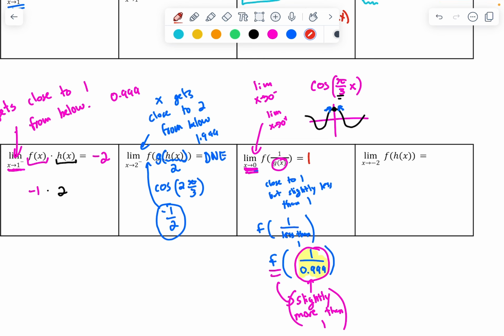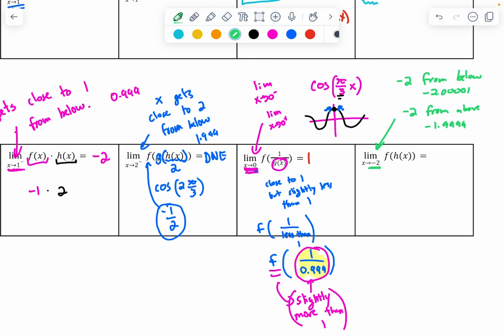Limit as x approaches negative 2 of f of h of x. So limit as x approaches negative 2. We want negative 2 from below, which in this case, that left-sided limit is going to be like negative 2 point, a little bit more in terms of magnitude than negative 2. And from above, from the right, is going to be like negative 1.9999, whatever. And so that is what we have to consider.